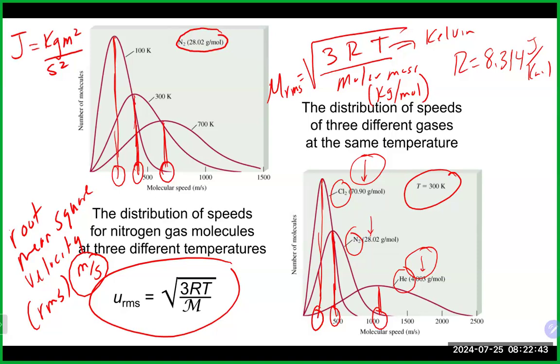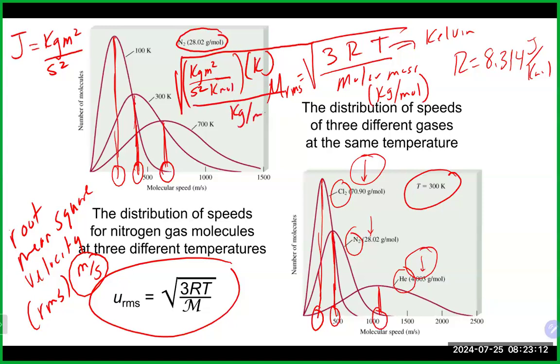So if we just look at this in terms of units, we will have basically the square root of, up on top for our R, kilograms, meters squared, seconds squared. We will also still have Kelvin and mole. So that is kind of the units for R there. Obviously, our temperature unit would be Kelvin, divided by our molar mass in kilograms per mole.